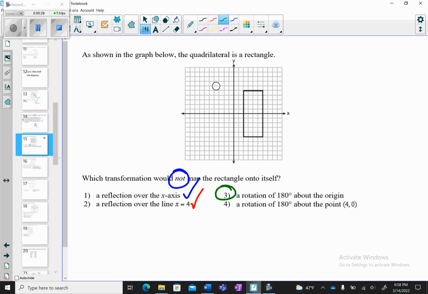Let's verify that choice 4 doesn't work. A rotation of 180 degrees about the point 4, 0. So that's 1, 2, 3, 4. If you look at 4, 0, that's in the middle of the rectangle. So if I take that and I turn it 180 degrees, it's going to land onto itself. So that one also works. Obviously, choice 3 doesn't work because we're rotating about the origin, 0, 0. That's not inside the rectangle, so that's why it's going to change the location entirely.